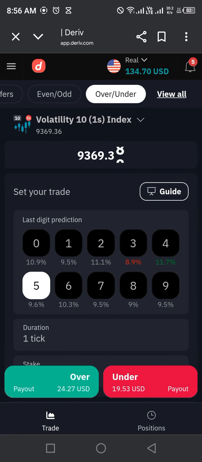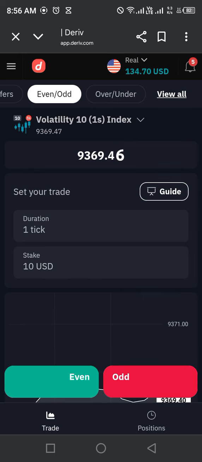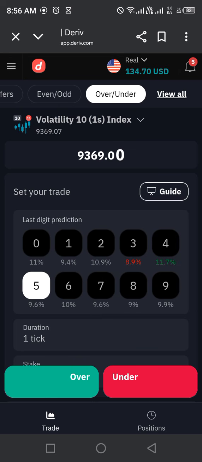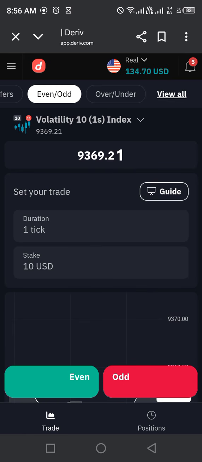Because I know most people are actually suffering a lot when it comes to trading even odd, especially if you're using your phone, because you wonder, where do I count the percentages? So if you don't have a laptop, do this. Come to over under, count, identify the side which is strongest. If it is even, count. If it is odd, count. After you count and identify the strongest side, you come here to even odd, click on even odd, and then you proceed and trade.